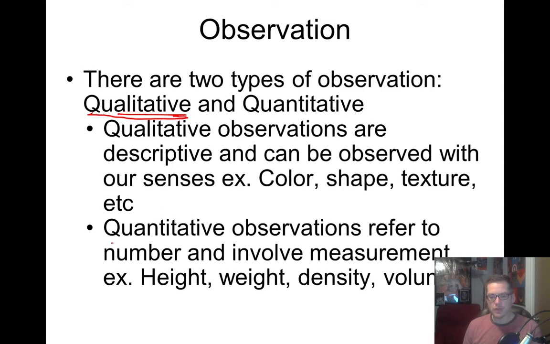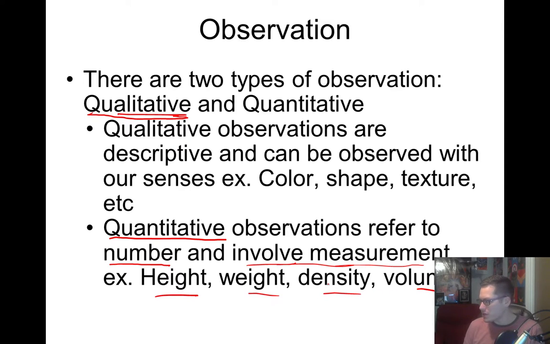An important part of chemistry is the quantitative part. Starting now and pretty much through the rest of the semester, we're going to be focusing on quantitative observations. This whole unit is about how to make accurate quantitative observations, how to keep track of the math involved with quantitative observations, and so on and so forth. Quantitative observations refer to numbers, and they always involve some sort of measurements, like height, weight, density, volume, temperature. There's lots of different options.